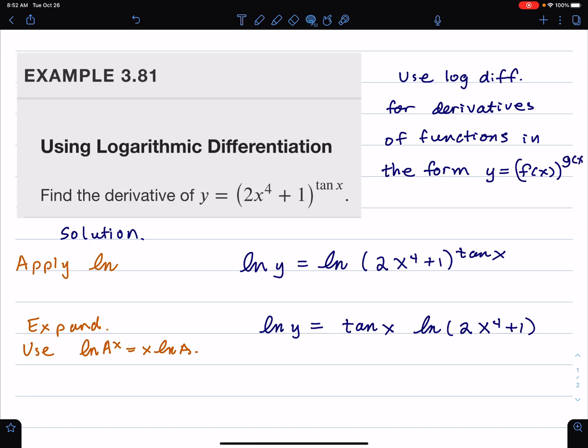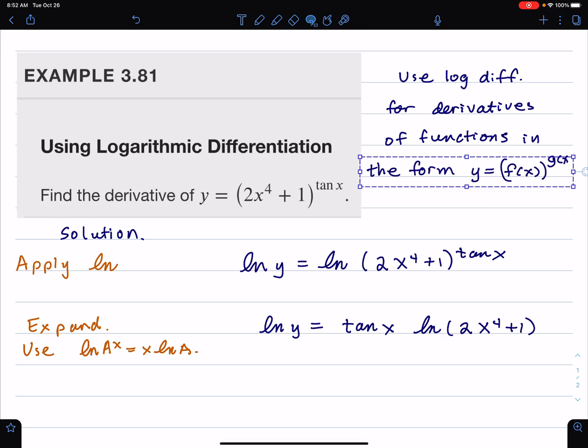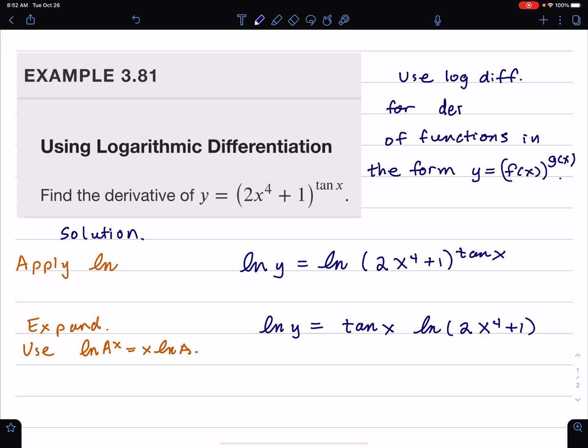I mean, the directions tell you anyway to use logarithmic differentiation, so just look at the directions. But anyway, that's when we use that, because it's the only way I know how to take this derivative, but there might be other ways without using logarithm. Okay, so let's get back to this.